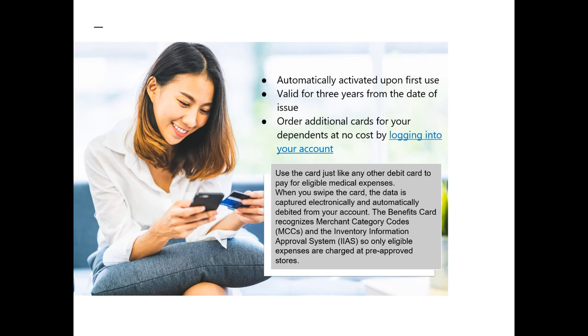Those merchants have systems in place that identify eligible items and items that would not be eligible, like groceries. So if you're using your debit card to purchase a week's worth of groceries and a box of Band-Aids, the Band-Aids will go through on the card, the groceries will be declined. So it's important to note that the card is only going to allow you to purchase eligible expenses.